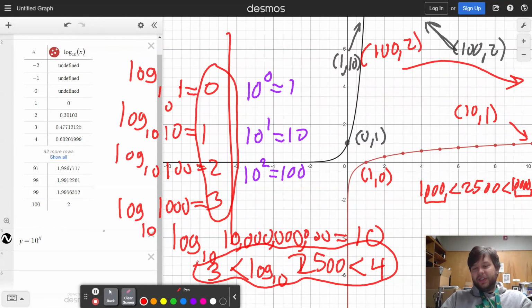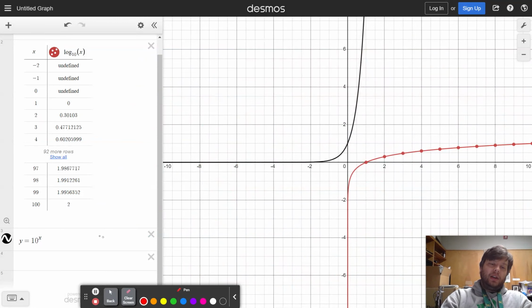Now, everything I just said in the last minute about the number of zeros, that's special for log base 10. What I'm going to show you now is another example that's not log base 10, just to make sure you get the general idea. Let's look at log base 2, everybody's other favorite logarithm.